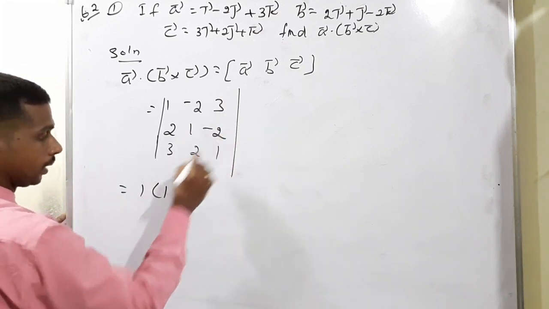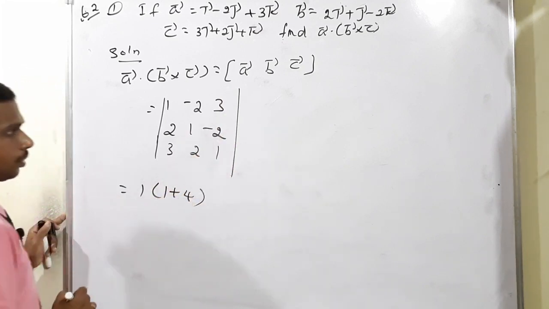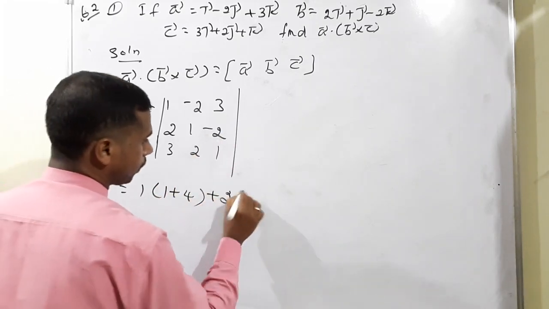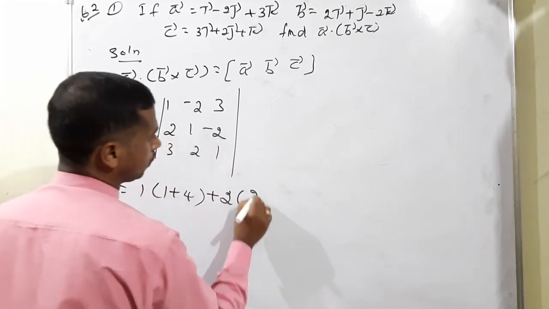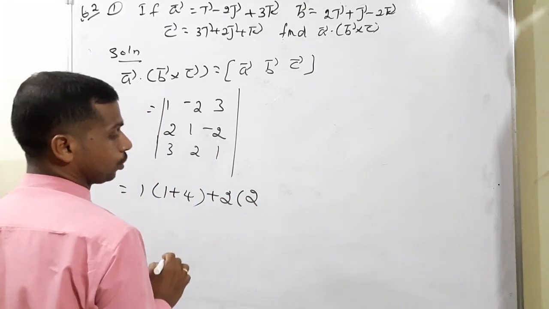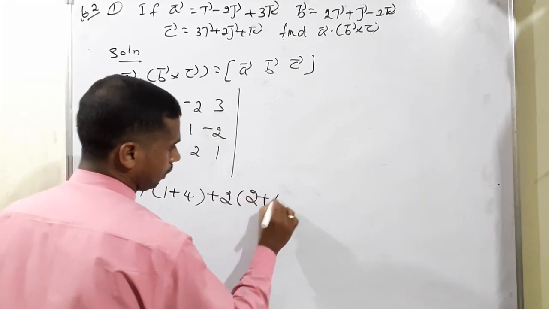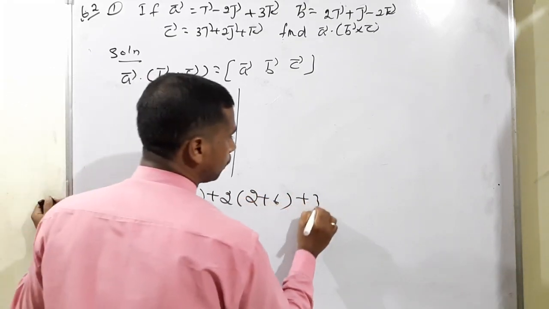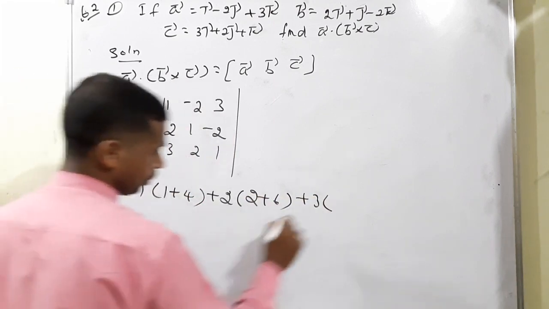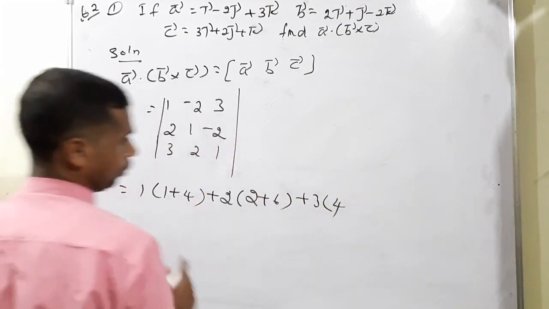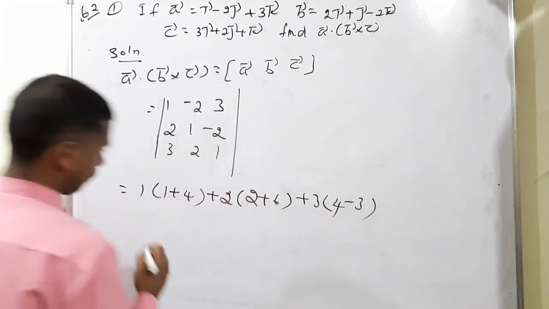Now 1 into 1 minus 2 into 2 minus 4, but common minus is there, positive 4. Again positive 2 into 1 minus 3 into 2 means negative 6, we can write it positive 6. Then positive 3 means 2 into 2 is 4, then 3 into 1 is 3.